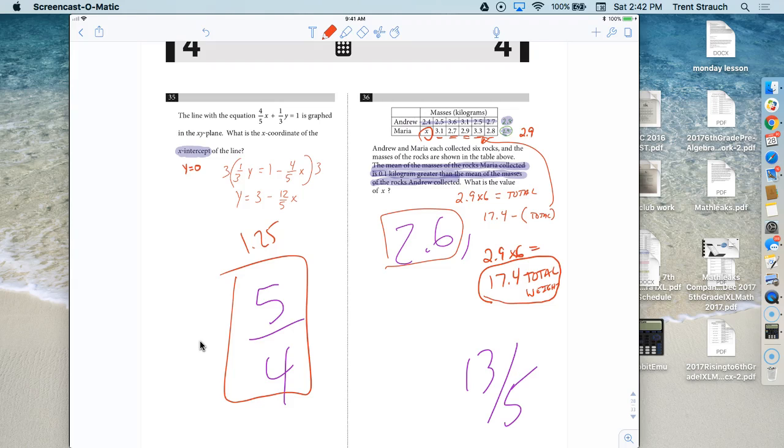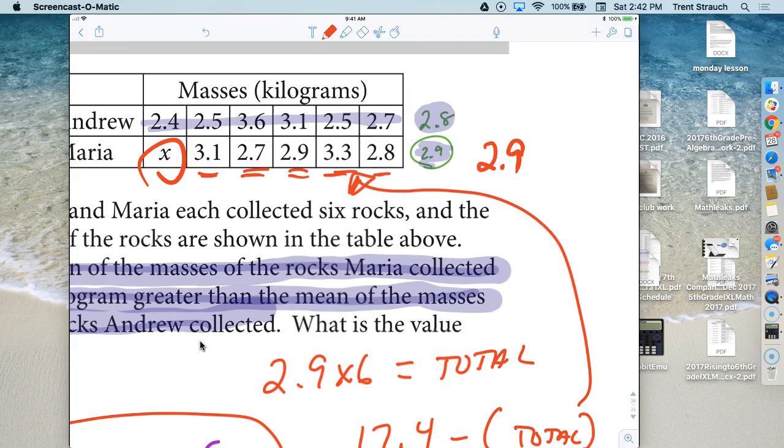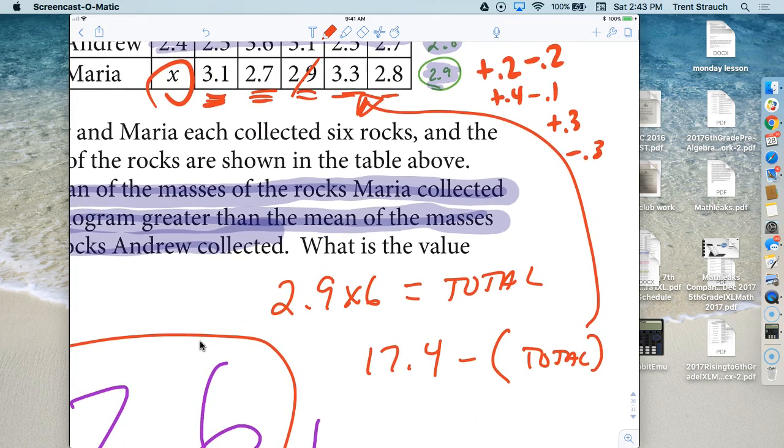Now let me show you something since you said that. Look right here so you don't have to guess anymore. Watch me. We knew the average was 2.9, right? Everybody look at this. This is a great way to do average. So right now I'm plus 0.2. Right now I'm minus 0.2. Right now I'm even. Right now I'm plus 0.4. Right now I'm minus 0.1. So I ended up being a plus 0.3, so I had to do a minus 0.3. So 2.6. That's a nice, easy way to do that also.